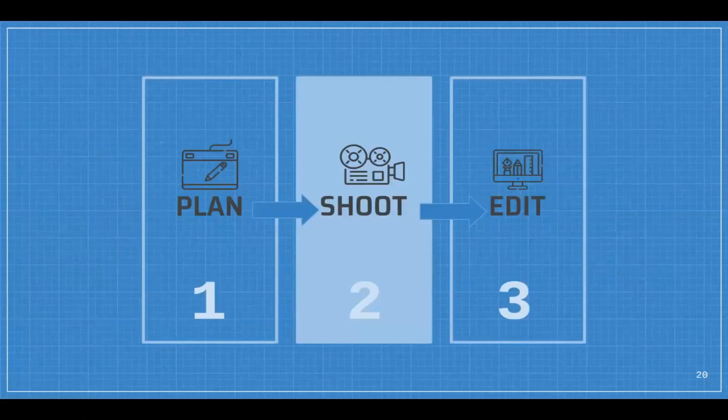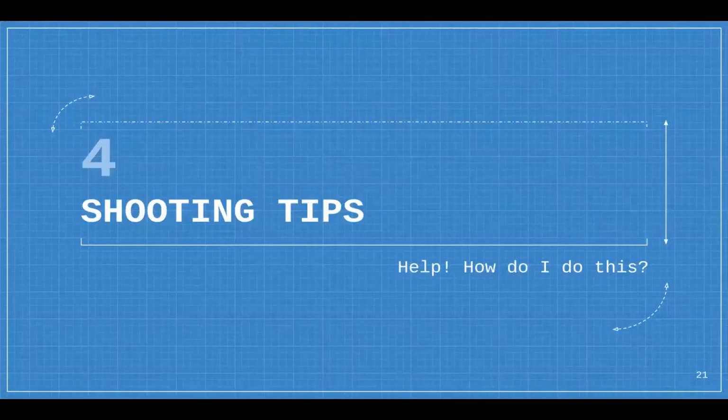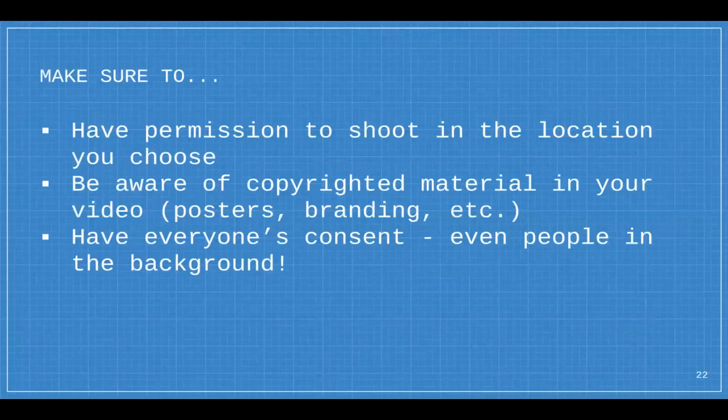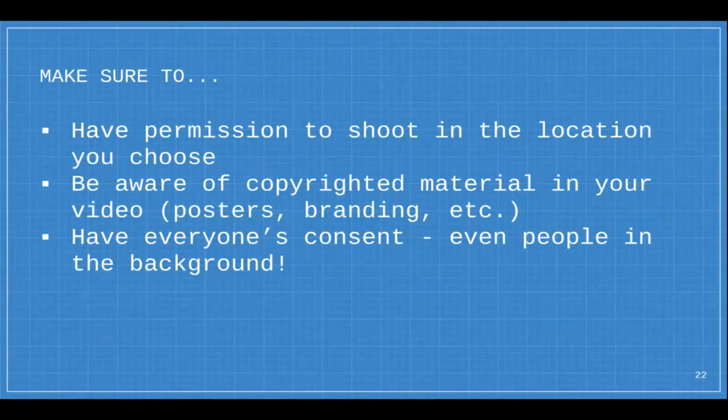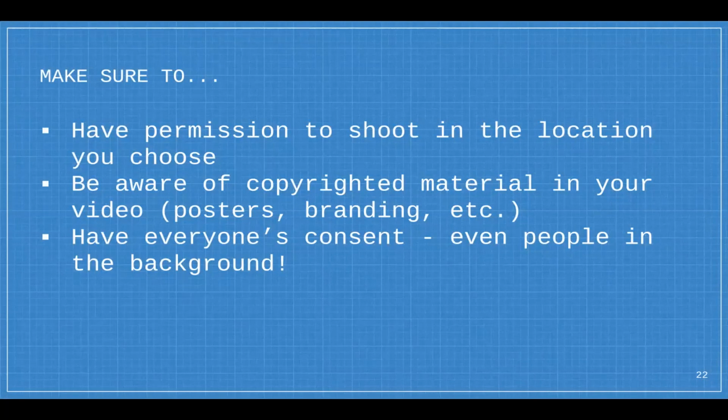In the next step, we're going to talk about shooting. How do you even begin to shoot? Where do you start? First, before everything else, you want to make sure that you have permission to shoot in the location that you choose. You want to be aware of any copyrighted material in your videos. So any posters, any branding, like if you use an Apple laptop, you want to make sure that the Apple logo is somehow covered because there could be copyright infringement. And lastly, you want to make sure you have the consent of everyone who's in the video, even the people in the background that happen to be walking by.